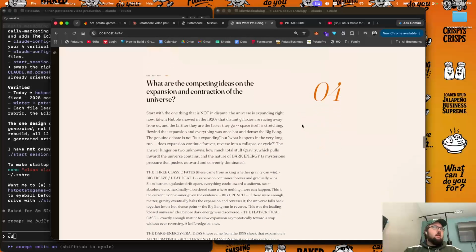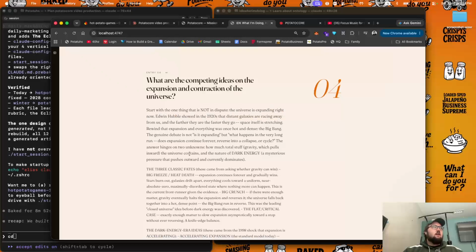So what are the competing ideas on the expansion and contraction of the universe? Start with one thing that is not in dispute. The universe is expanding right now. Edwin Hubble showed in the 1920s that distant galaxies are racing away from us, and the farther away, the faster they go. Space itself is stretching. Rewind that expansion, and everything was once hot and dense, the Big Bang. The genuine debate is not, is it expanding, but what happens in the very long run? Does expansion continue forever, reverse into a collapse, or cycle?